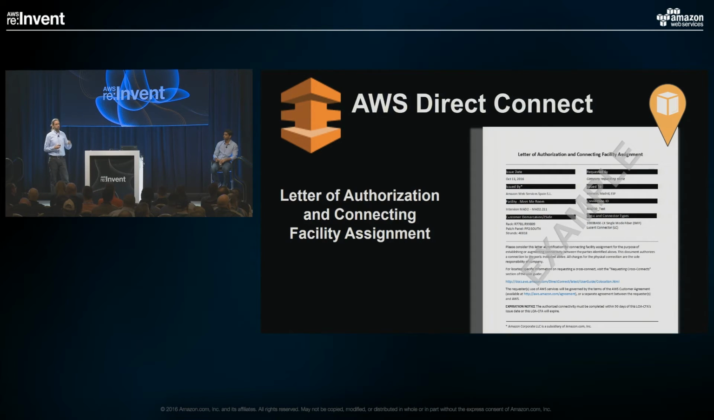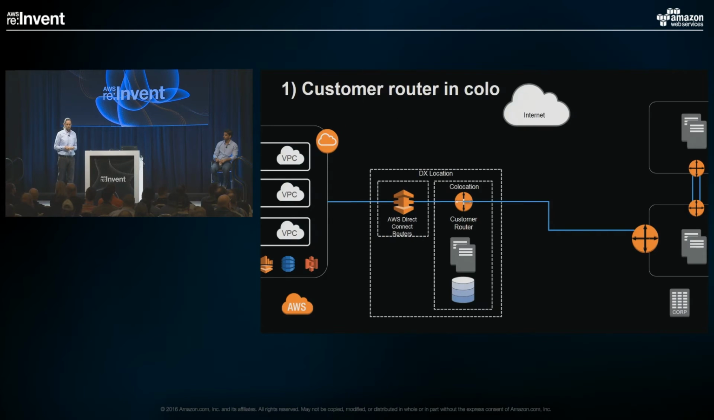At this point, all you have to do is take that LOA, provide it to the co-location provider, and request a cross-connect between your router and the port that's mentioned in the LOA. When that cross-connect is established between your routers and ours, you're physically connected to AWS. And you now have the control to create virtual interfaces on top of that connection. But hold on to that thought. We'll be covering that in detail a little bit later on. For now, let's continue talking about the different options for physically connecting.